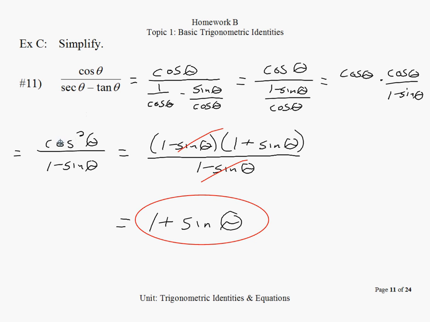Here's what I skipped. Cosine squared of theta is actually 1 minus sine squared of theta. And then 1 minus sine squared of theta factors into this. It's a difference of 2 squares. The same kind of problem comes up again. I think it's number 14. So if that didn't make sense, I think I did it better in number 14.